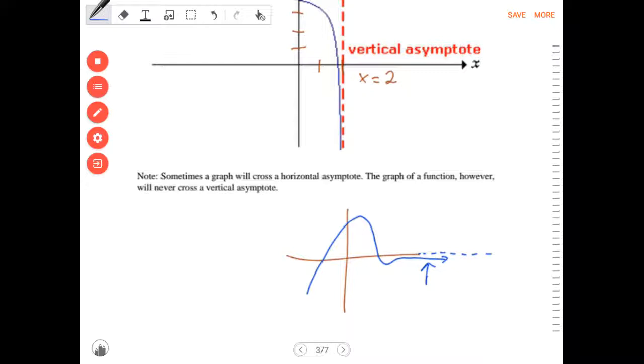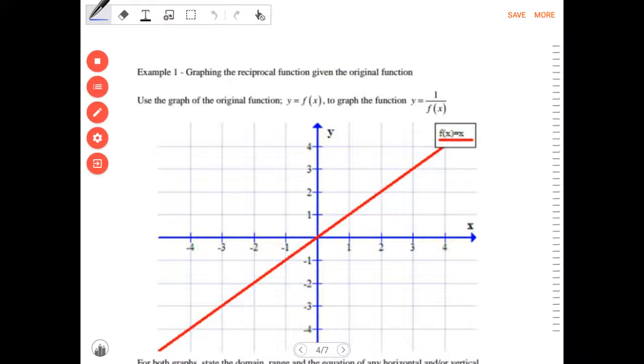The thing is, though, the graph might cross the horizontal asymptote, but it will never, ever cross the vertical asymptote. It just doesn't work. Remember, a vertical asymptote happens when you divide by 0. Well, wait a sec, I haven't explained that yet, but I will here shortly. So, moving on.